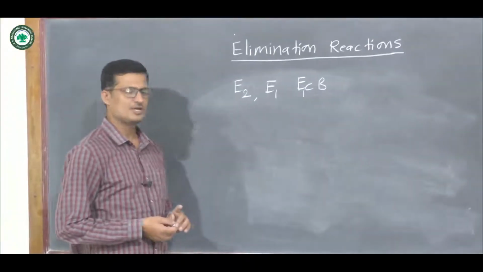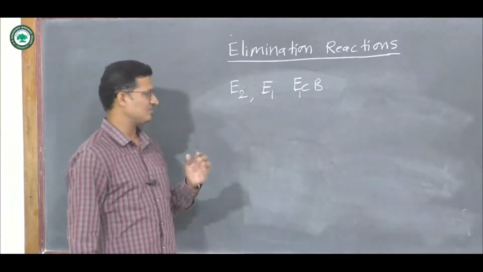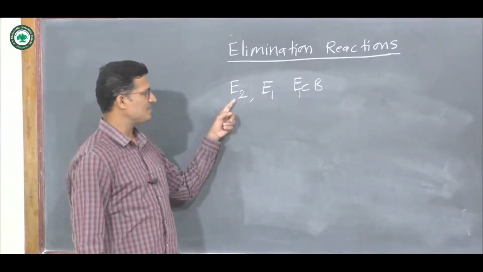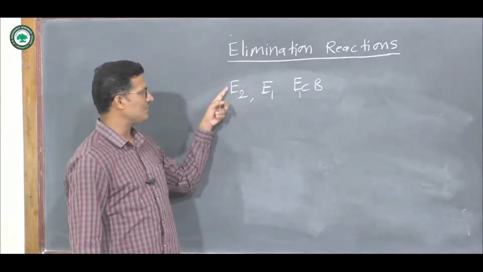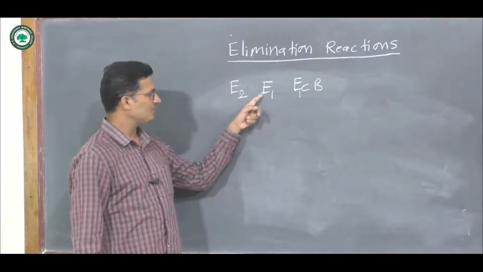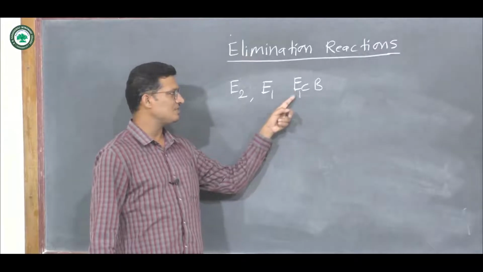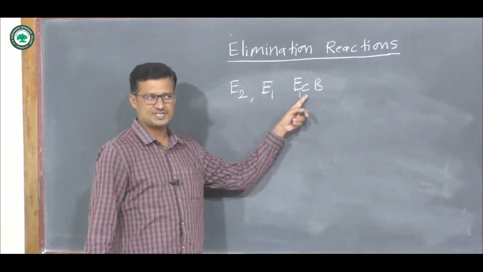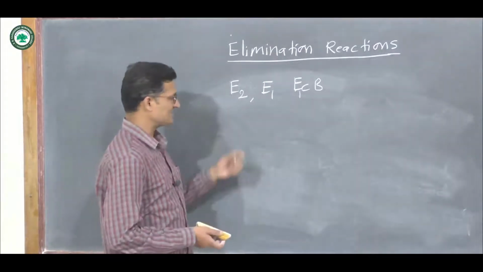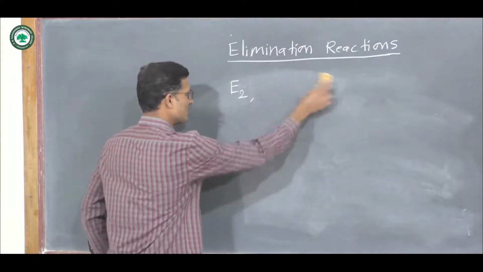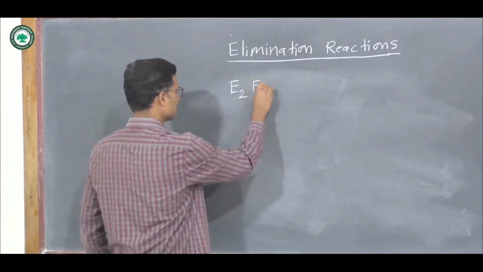Just now we discussed the sequence of bond breaking and bond formation in the mechanism of an elimination reaction. Depending on that, elimination reactions have three types: E2, E1 and E1CB. E2 means elimination bimolecular reaction. E1 means elimination unimolecular reaction, and E1CB means elimination unimolecular proceeding through the conjugate base. We will see them one by one, and first we consider E2 elimination.